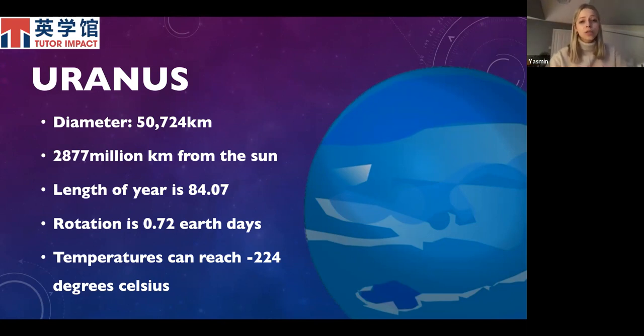It's 2,877 million kilometers away. The length of the year is now 84. So we're going even longer for the time taken to orbit the sun. The rotation is still under that of an Earth day. It's 0.72. And again, the temperatures get even colder, getting further away from the sun, and they can reach minus 224 degrees Celsius. So very, very cold.